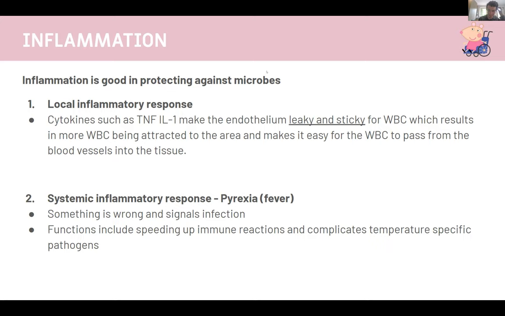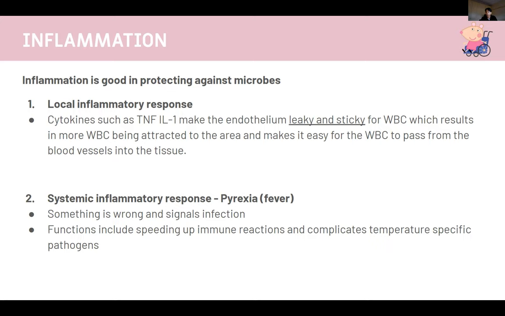Awesome. Right. Yeah, so inflammation, it's a good thing because it protects against microbes. So first of all, if we have a local inflammatory response, what happens is that those cytokines, which we talked about earlier, they include tissue necrosis factor or TNF and interleukin-1. Don't need to know these in too much detail, but basically cytokines such as these make the endothelium leaky and sticky. And what this does, it means that it's easier for white blood cells to migrate into the tissue. So first of all, when the endothelium is sticky, it's going to attract more white blood cells into the area. And when it's leaky, it makes it easier for those white blood cells to pass from the blood vessel into the tissue.